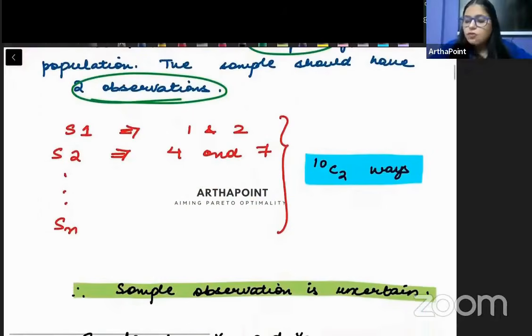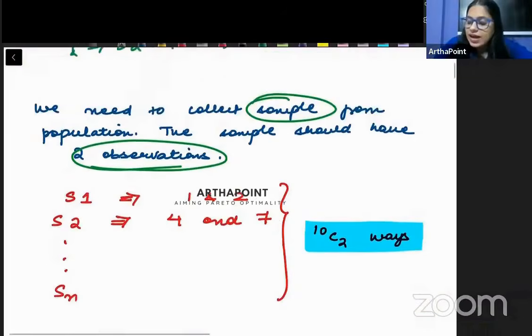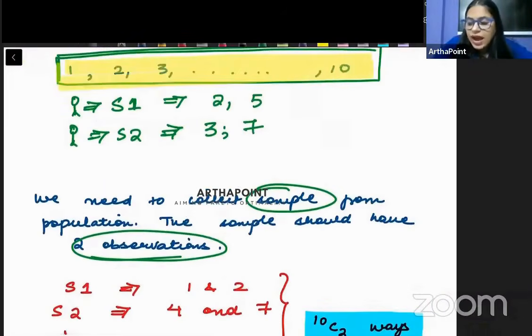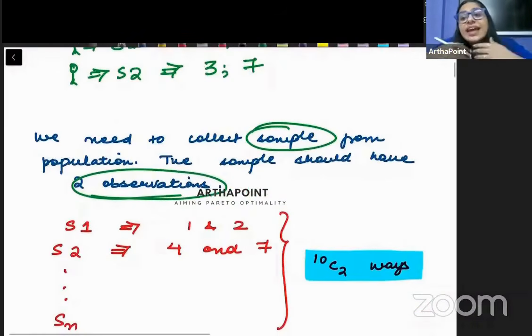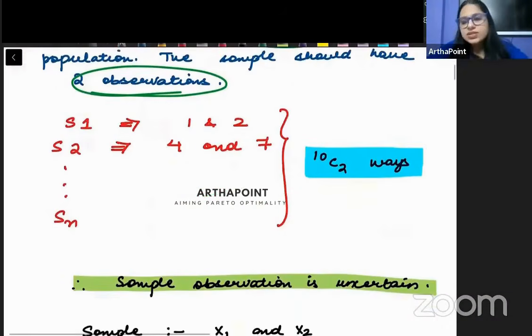So therefore, this will become a random process in itself. Why did it become random? Because out of the 10 observations that I am giving you, I am asking you to choose any 2 observations for a sample, and hence randomization is involved. Now, suppose beta, I ask you a very basic question: in how many ways can you do this?